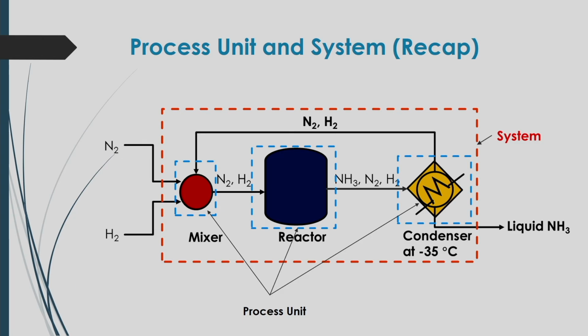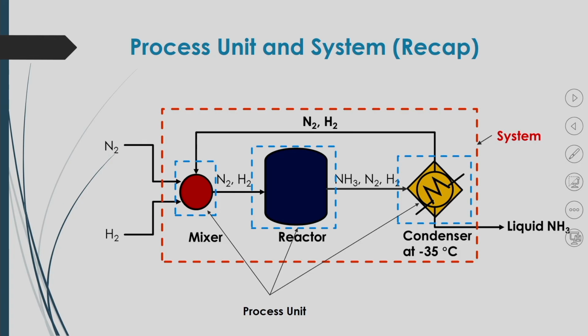After that, the ammonia gas will be condensed at minus 35 degrees Celsius to get liquid ammonia, whereas the unreacted nitrogen and hydrogen from the reactor will be sent back to the mixer as a recycle, and this will run continuously. Accordingly, we can get liquid ammonia for a certain amount of nitrogen and hydrogen gas supplied. So, this is the process.